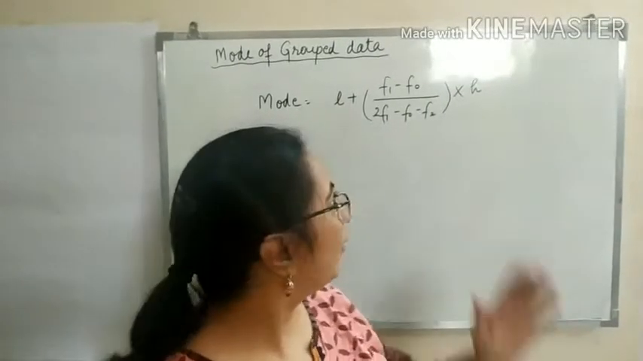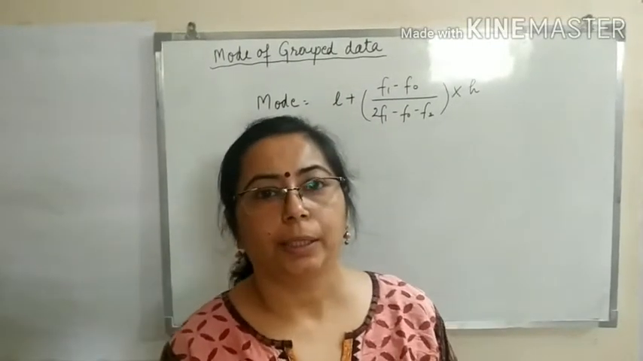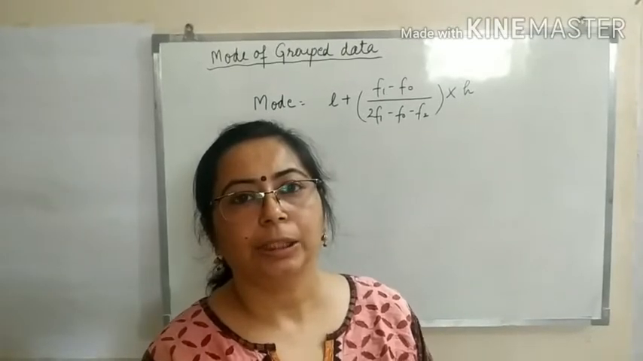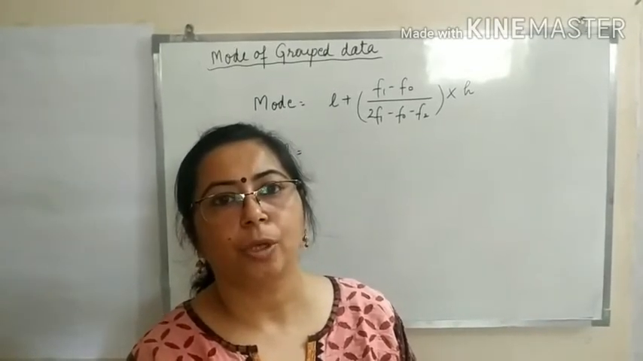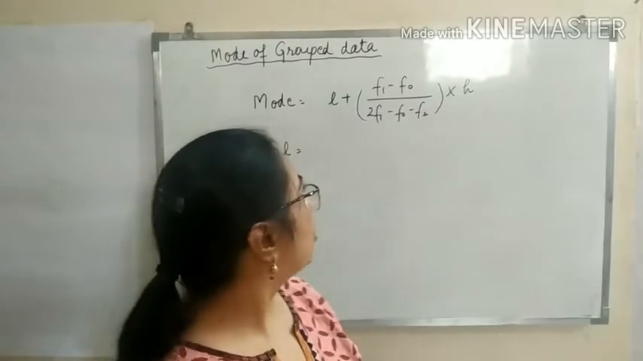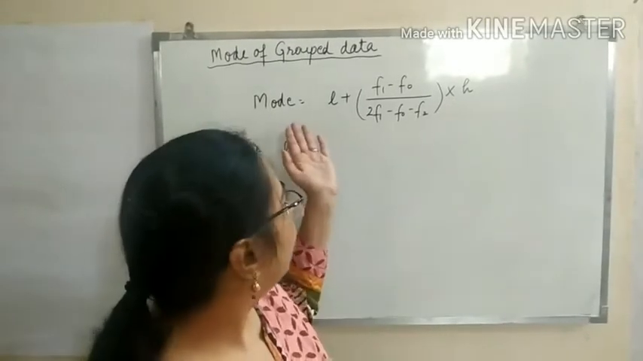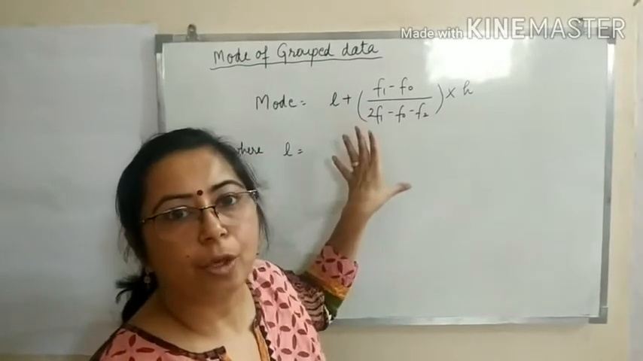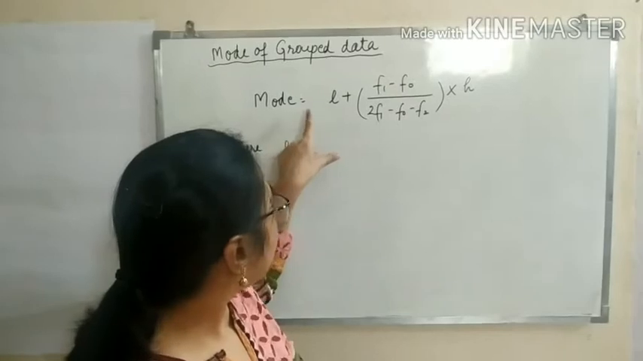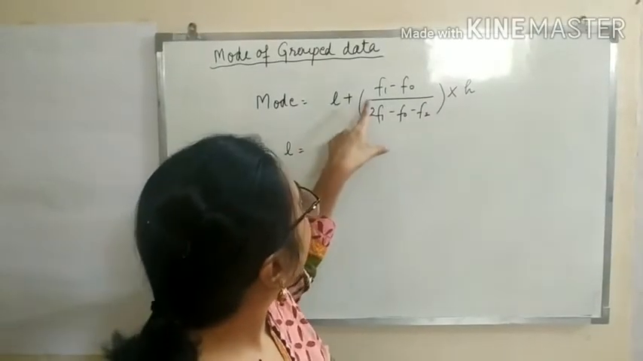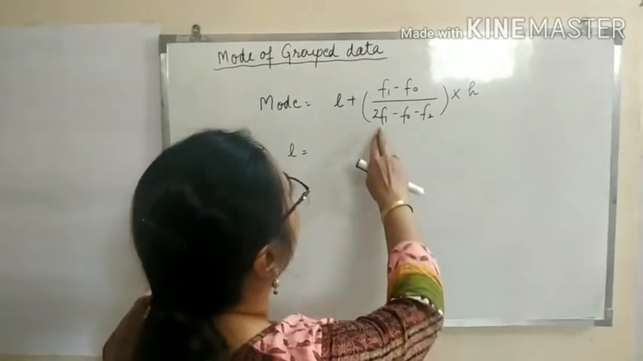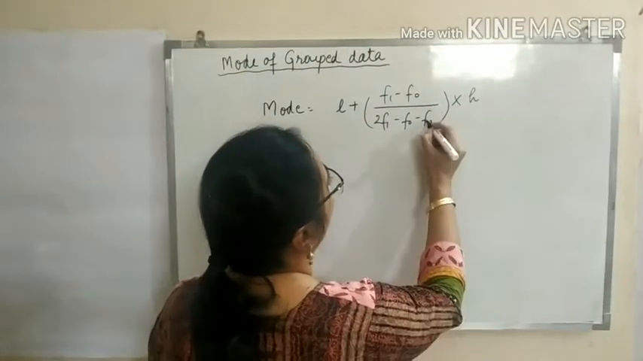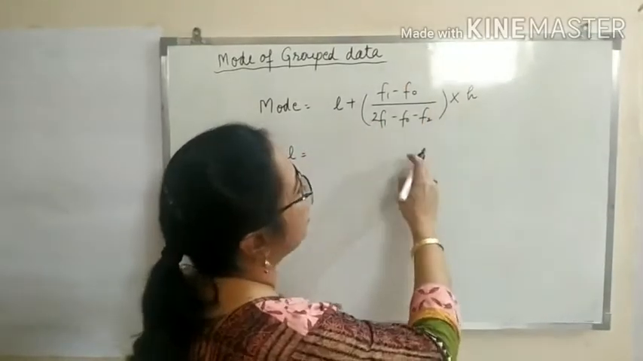Now we have to start with the topic mode of grouped data. As you have done the mode of ungrouped data, in this class, 10th class, we have to do the questions based on mode of grouped data. So as you know the grouped data, to find the mode of the grouped data, a formula is to be used. This is a very easy topic and scoring also. So this is the formula for mode: L plus (F1 minus F0) divided by (2F1 minus F0 minus F2), into H. Now we have to understand what these terms stand for.